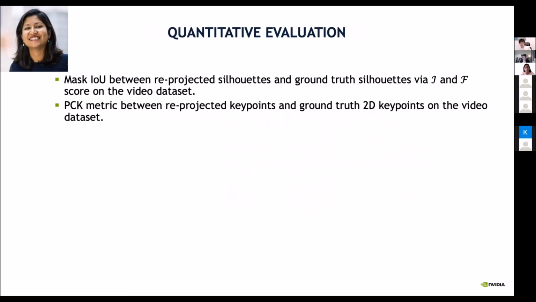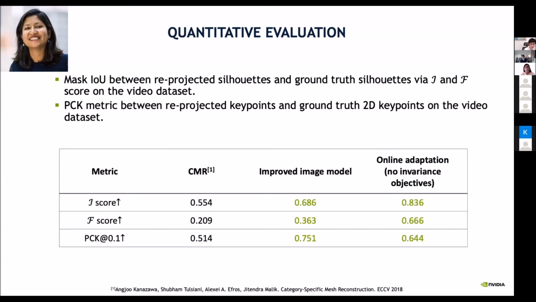To further evaluate the proposed method quantitatively, we compare mask intersection over union, or IOU, and key point projection accuracy using the PCK metric. Again, I won't go into the details of these evaluations, but the results show that our improved image model outperforms the baseline CMR model for all three metrics, and the online adaptation further improves the model performance as shown in the last column. Furthermore, a comparison of the last two columns demonstrates the effectiveness of the proposed shape, texture, and part invariance modules at improving the reconstruction metrics over time even more.